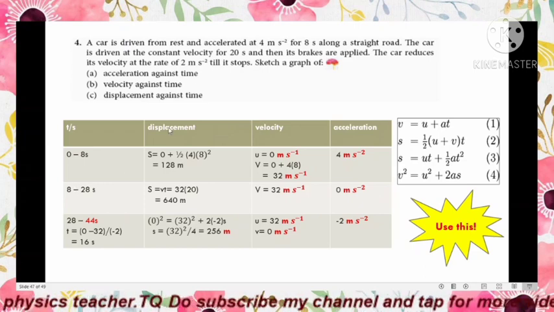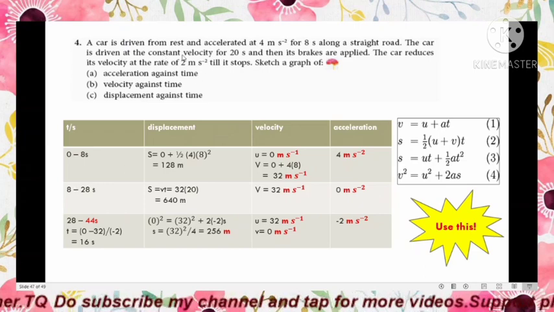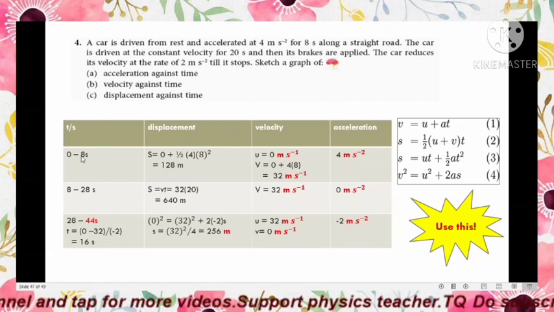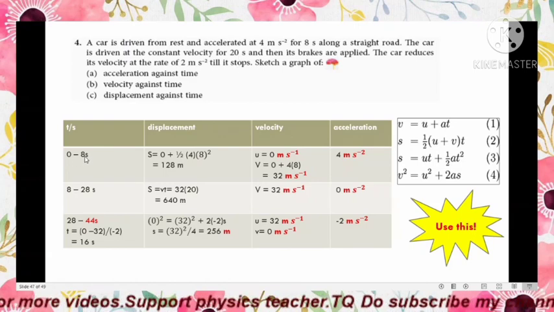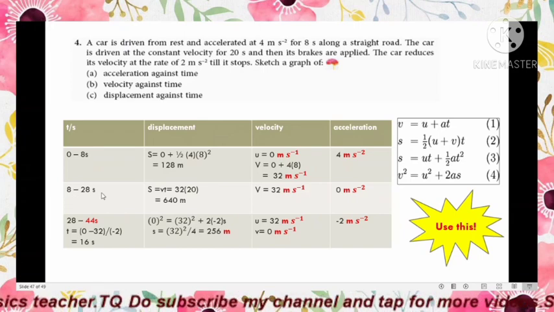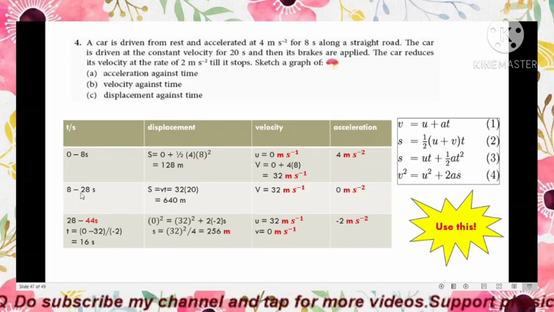Now next for the second time interval, constant velocity for 20 seconds. For 20 seconds means after the first interval of 8 seconds, add another 20. So here is the time interval of 20 seconds, so 8 to 28 seconds.